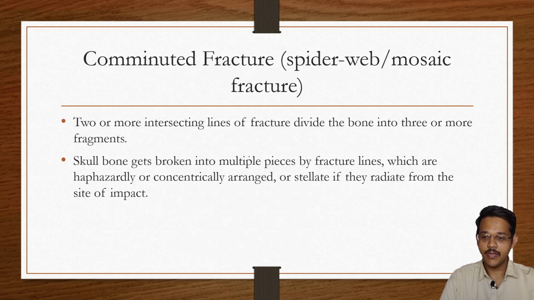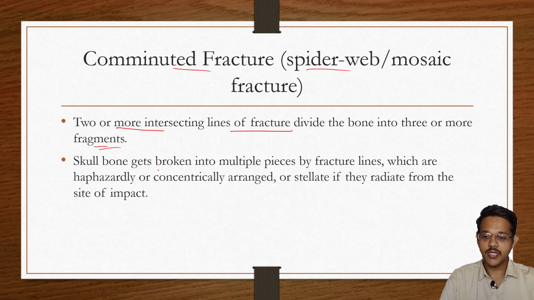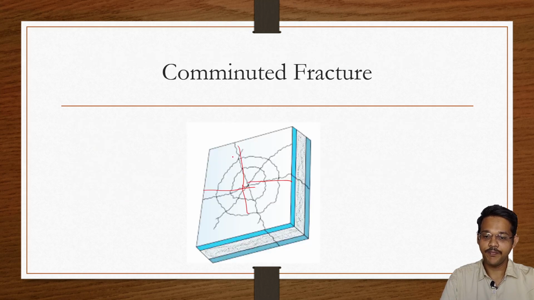Now, coming to comminuted fracture, it's also known as spider web or mosaic fracture. In this, two or more intersecting lines of fracture divide the bone into three or more fragments. So multiple fracture lines are present and divide the skull into multiple fragments. The skull bone gets broken into multiple pieces, with fracture lines which are haphazardly arranged or stellate, meaning in a star shape if they radiate from the site of impact. So the skull fractures may be present concentrically or in a star shape, based on how the impact force is applied.